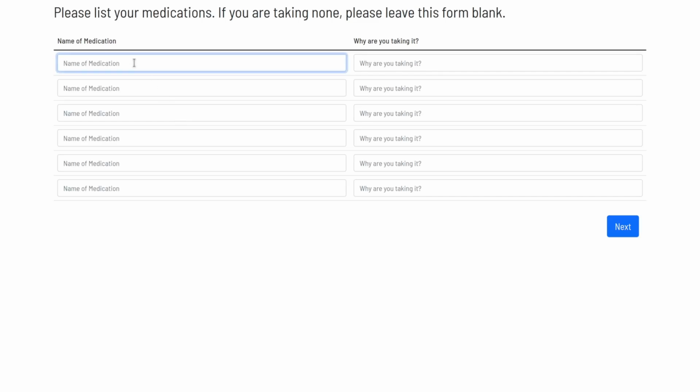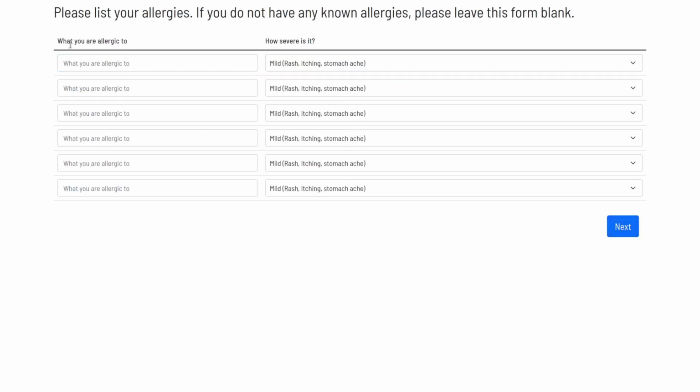And then get the list of medications so you know ahead of time if they are taking something like Coumadin. You know what type of things to expect, especially if you're doing an extraction. And then allergies, you can say it's severe or I don't know.